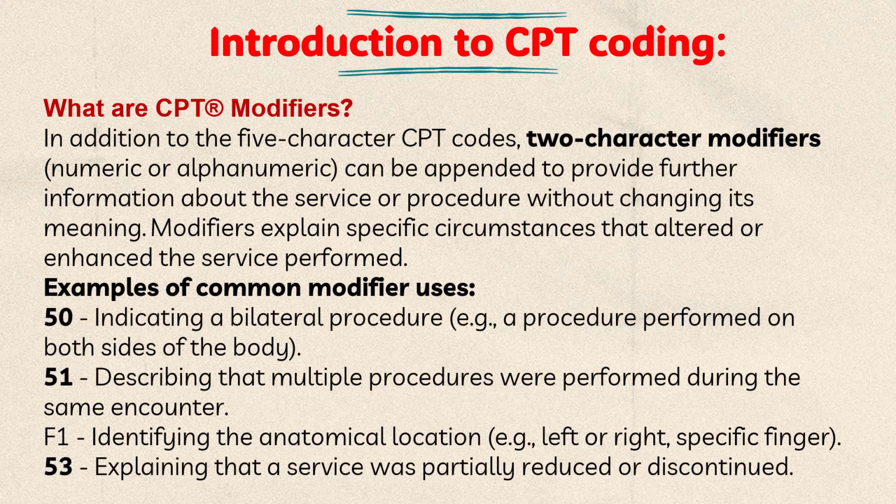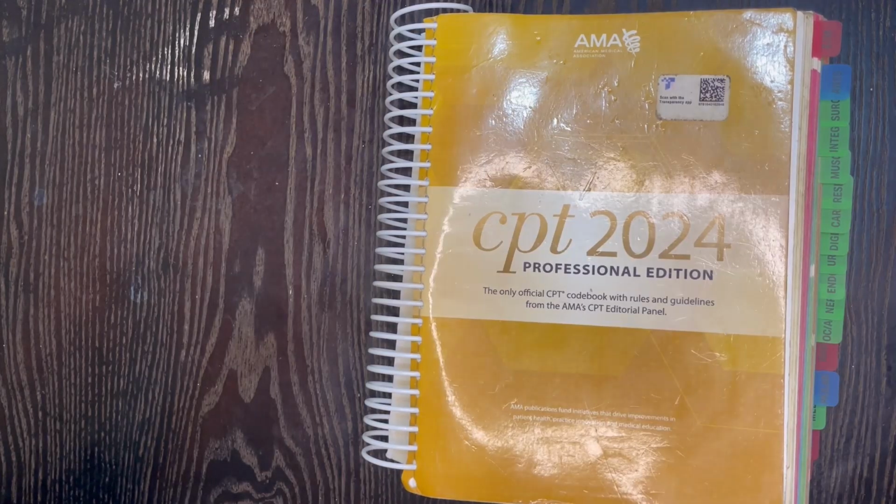53 is explaining that a service was partially reduced or discontinued. So let's go through the CPT book and you can understand more of what I have explained up to now. Okay, let's go to the CPT code book.